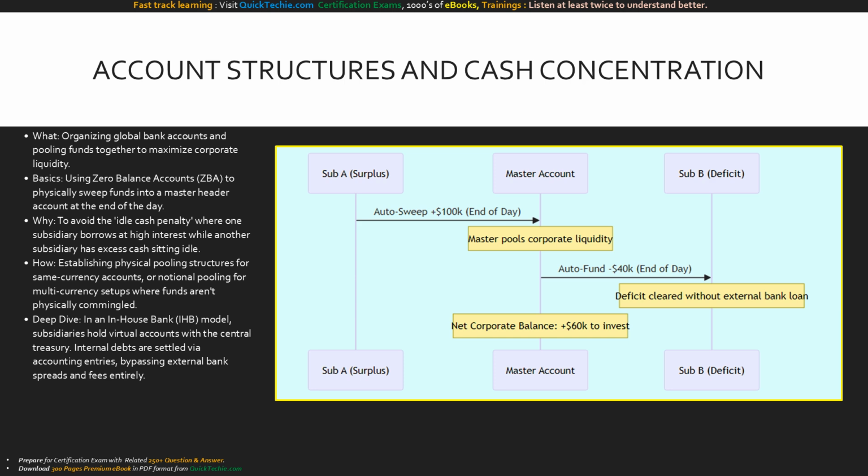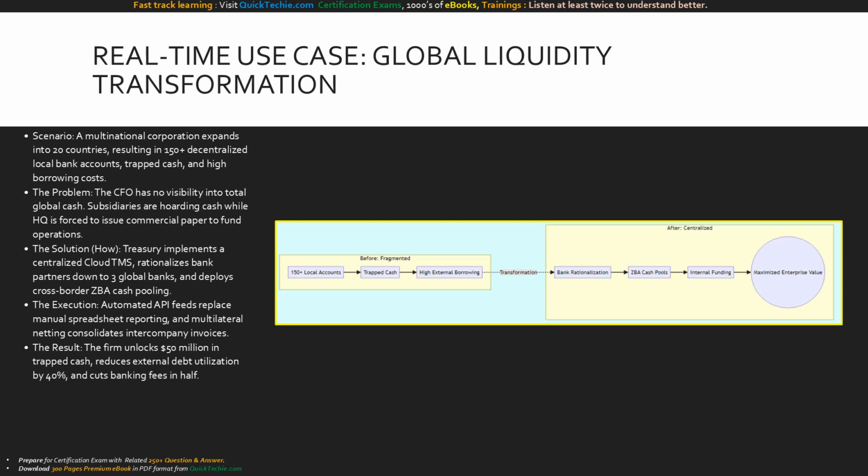The master account is left with a net positive balance of $60,000, which the centralized treasury can now invest overnight to earn yield for the enterprise. Let's apply these concepts to a real-time, highly impactful use case, a global liquidity transformation.